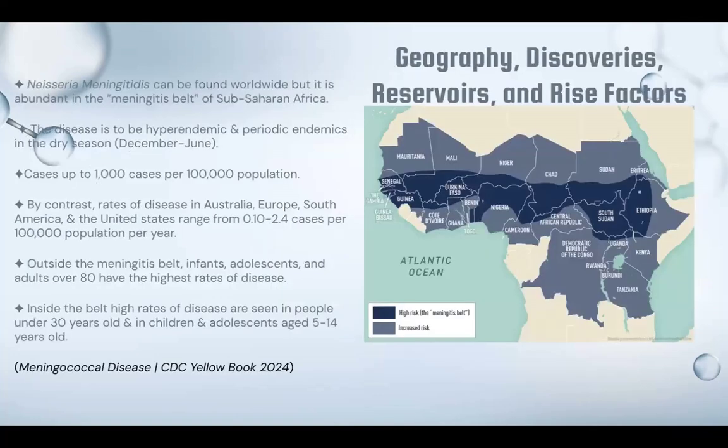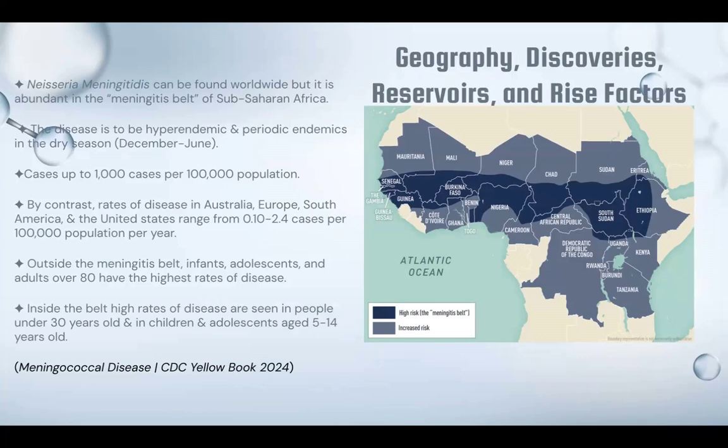So, geography, discoveries, reservoirs, and risk factors. Neisseria meningitidis can be found worldwide, but it is abundant in the meningitis belt of sub-Saharan Africa, which you see in this image. The disease is hyperendemic, with periodic epidemics in the dry season, which is between December and June, with up to 1,000 cases per 100,000 in population.